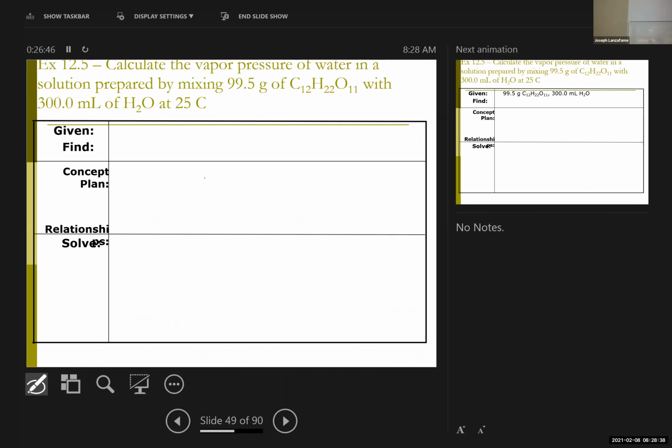So here's sucrose, a common table sugar. So I mix sucrose, C12H22O11, into water at good old 25 degrees C. And I want the vapor pressure of the water in that solution. I have both a solute and a solvent. They are measured at this point in unfortunately different units. I have grams of sucrose, I have milliliters of water.